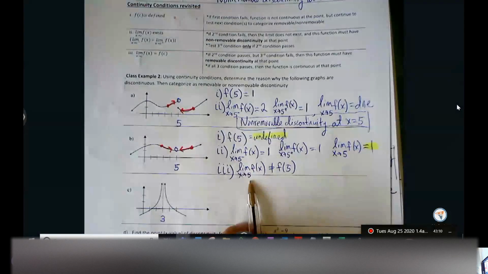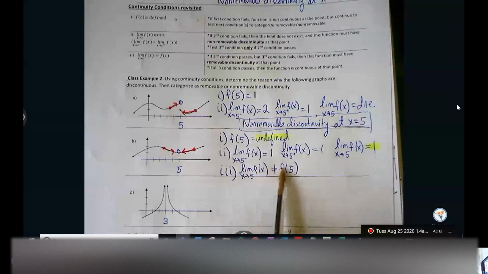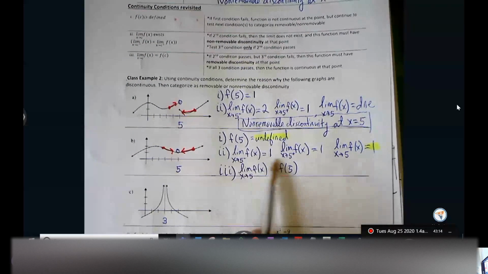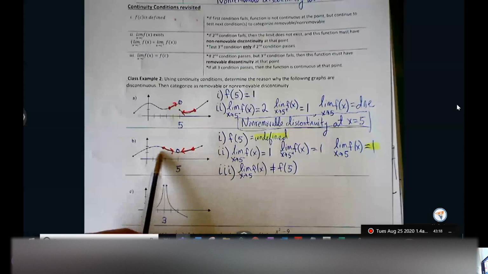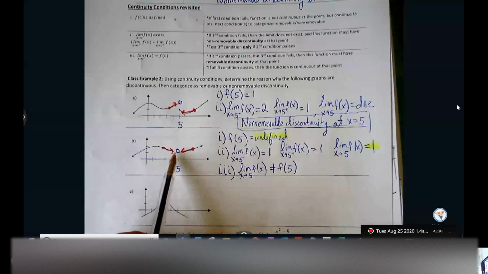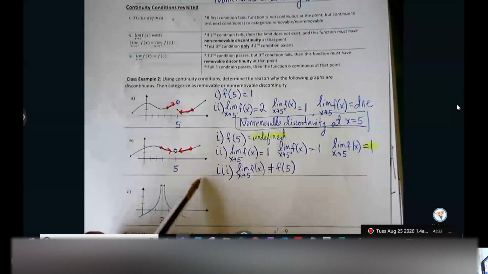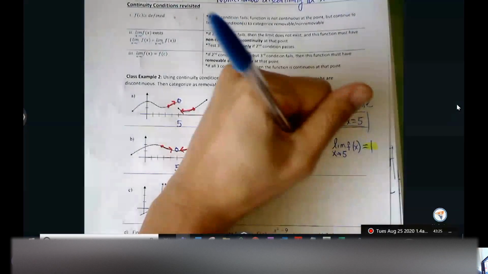So if the third condition fails, we know what type of discontinuity, right? This is a removable discontinuity. This graph is only 1 point away from achieving continuity. If I fill in that hole, then all of a sudden it's continuous. So if you're only 1 point away, we call it removable discontinuity.